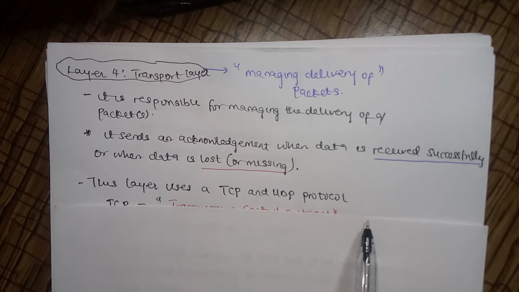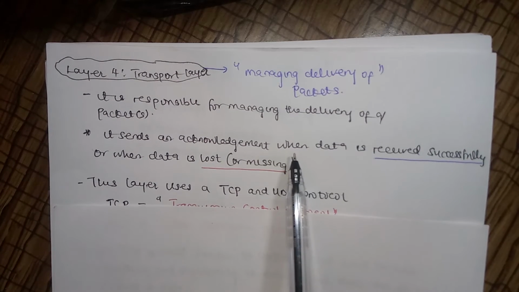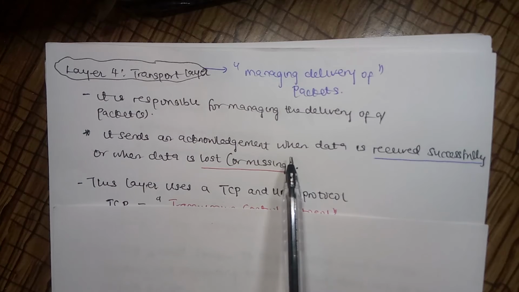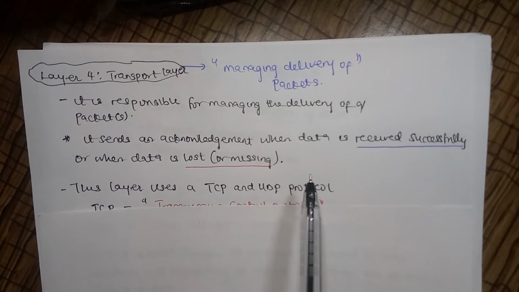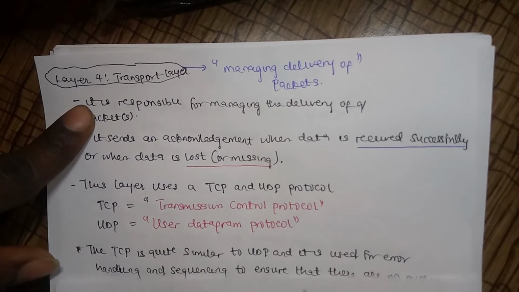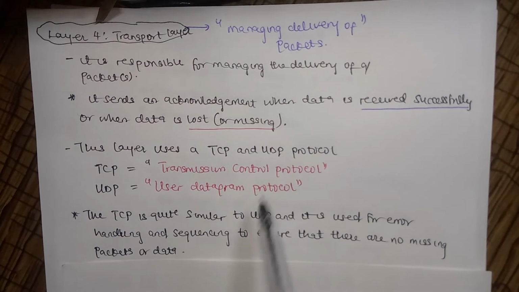The transport layer is responsible for managing what? Delivery of packets. You know, the packet from the physical layer down to the data link layer and network layer, right? In managing the delivery of that packet, like checking, is the information sent? Good. If it's sent, it sends an acknowledgement saying, okay, we sent the information successfully. But if it's not sent successfully, it says, oh, there's a problem, some missing packets, right? So this layer actually uses what? TCP and UDP. TCP is actually called transmission what?